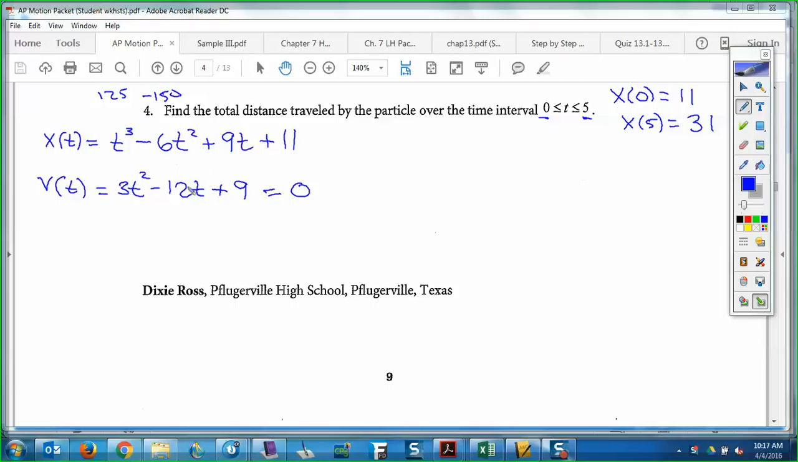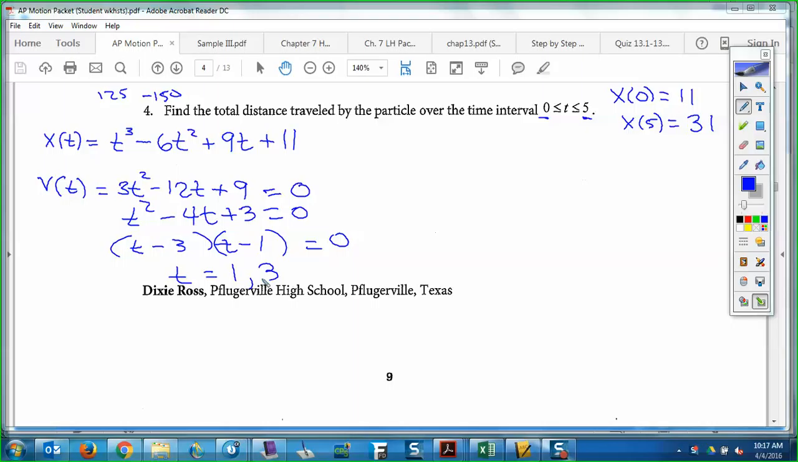So we're going to set that equal to 0. Now I can divide everything by 3 to make this easier if this was no calculator problem. And I would get this. And then you said we factored that, Logan? And what do we have? T minus 3, T minus 1. So that would be 1 and 3. And those are both in between 0 and 5. Okay, so that tells us when it turned around. So what might we do then?